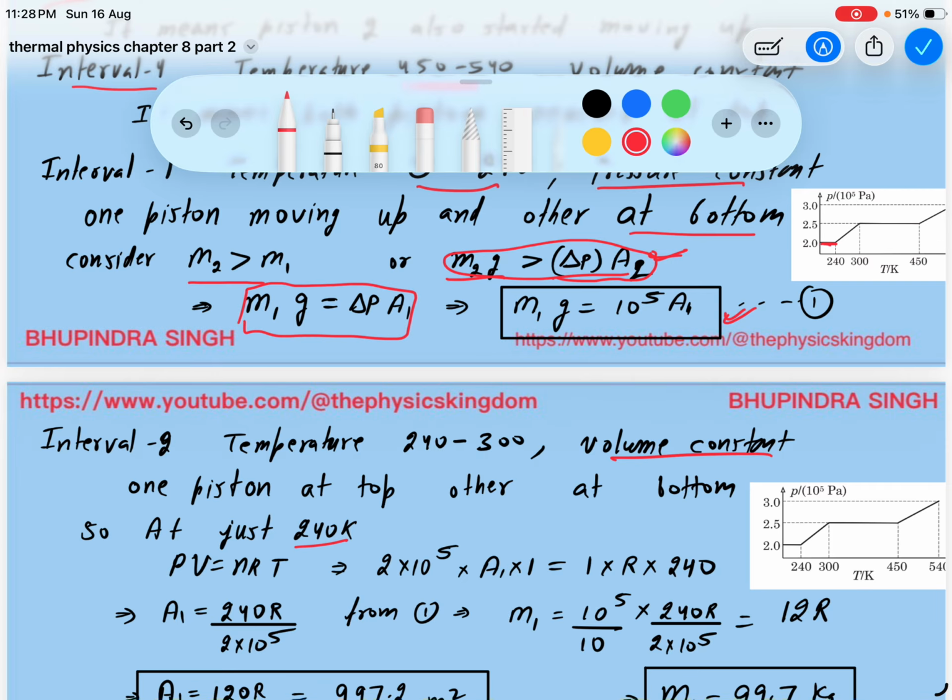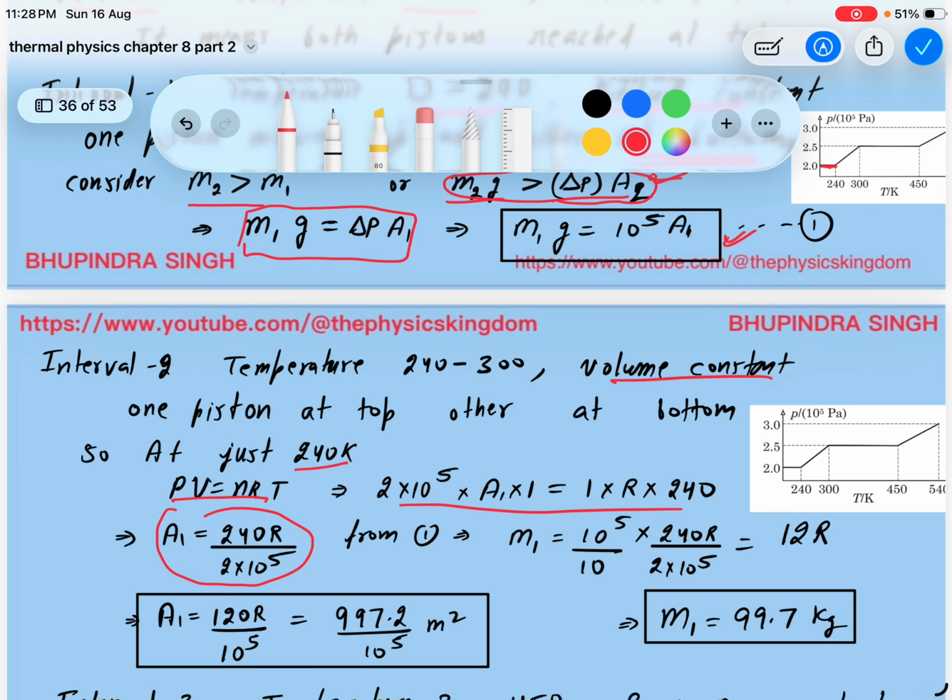So at just 240, when the first piston is at the top, I can write the PV = nRT equation, because I know the volume is constant, and that volume has to be the area of the first piston multiplied by height. So that I am doing. So I am getting this expression for area. Putting in 1, I am getting mass as 12 R, so 99.7 kg, if I take 8.31. Or if you use the exact value, you may get 100 kg also, as it is given in the book.